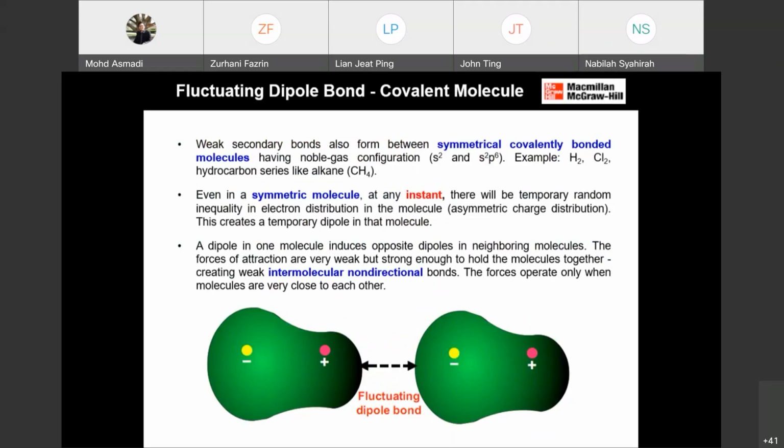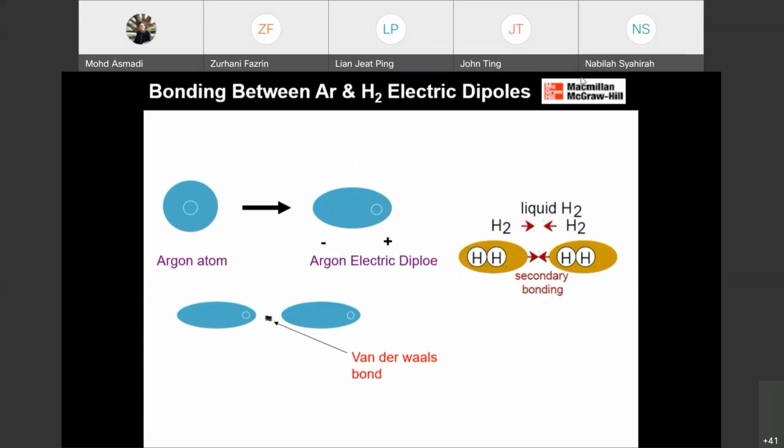Also for covalent molecules, symmetrically covalent bonded molecules having noble gas configuration, like hydrogen, H2, it is possible to also have a fluctuating dipole. Or Cl2. It's a gas. So this is an example like argon, with positive, negative, positive, so it can form a van der Waals bond. This is more for gases. Just like now, it's about covalent molecules, and it's possible to form the fluctuating dipole.